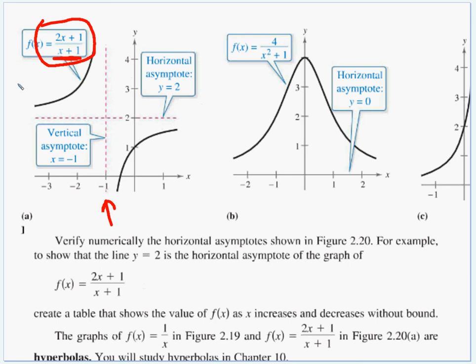Notice the leading terms here are a 2x and an x. They have the same power. They're both x to the first. So we can cancel the x's, and then this is just 2 over 1, or 2. That is our horizontal asymptote going through y equals 2.